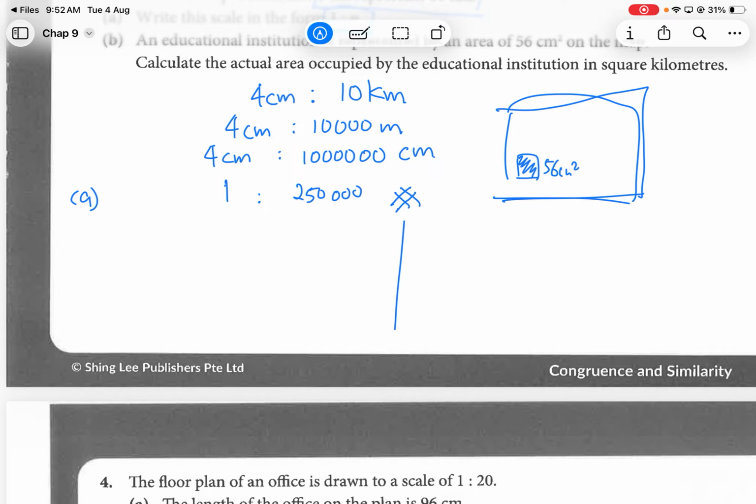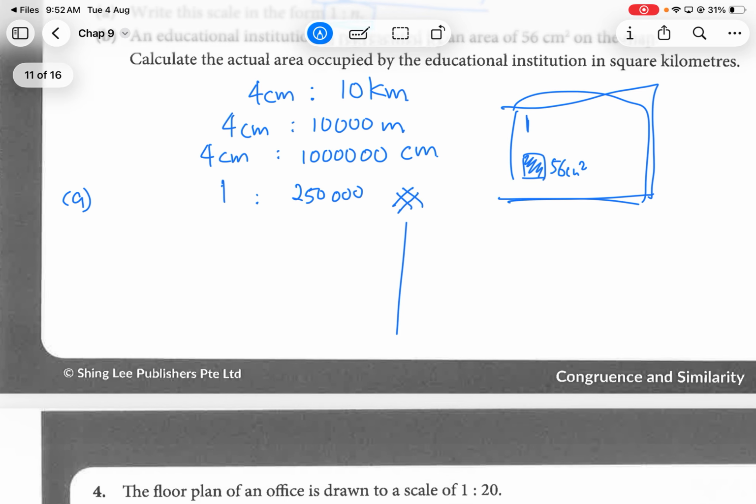2.5, 10 divided by 4. This one is proportion. 4 represents 10, means every 1 cm represents, divide by 4, divide by 4. Direct proportion. Then from the scale factor for length, I square both sides. It will become a scale factor for area. Now it is a scale factor for area after I square both sides.